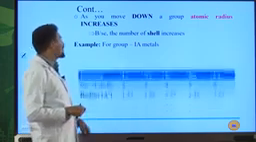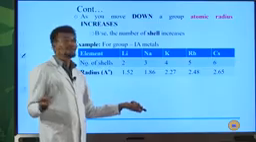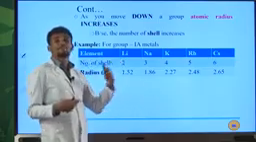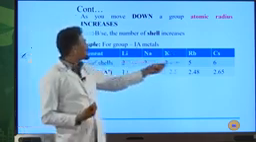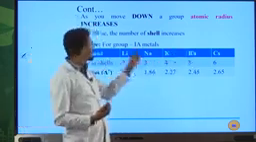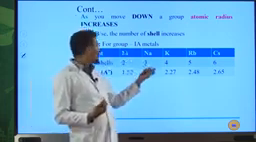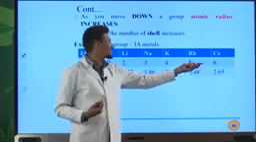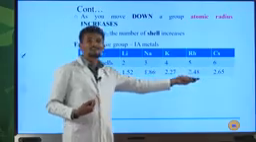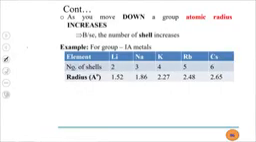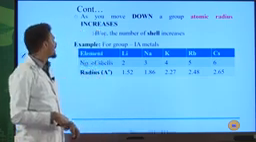Okay, let us see some examples. This is, for example, the atomic radius for group 1A metals, lithium to cesium. The shell increases from lithium to cesium. The period for lithium is 2, and the period for sodium is 3. Therefore, the shell increases. As the shell increases, the radius also increases. They are directly proportional. So because of this reason, down the group, atomic radius increases.